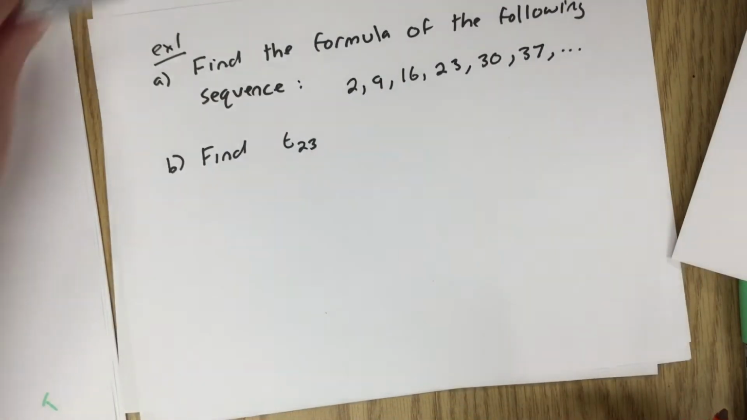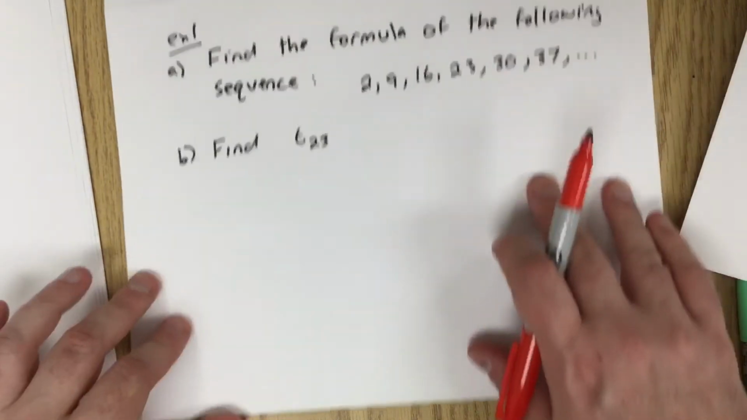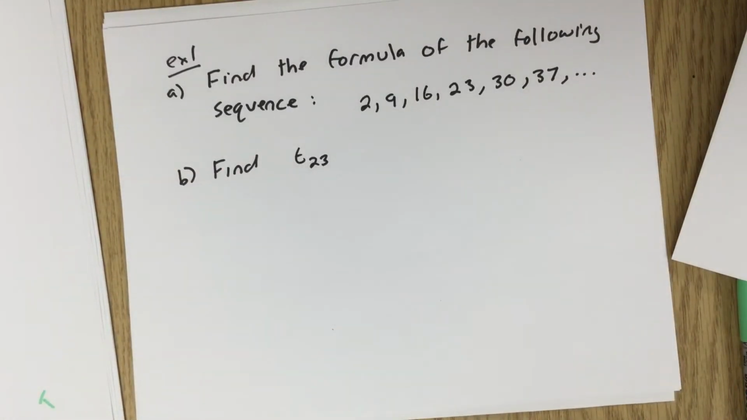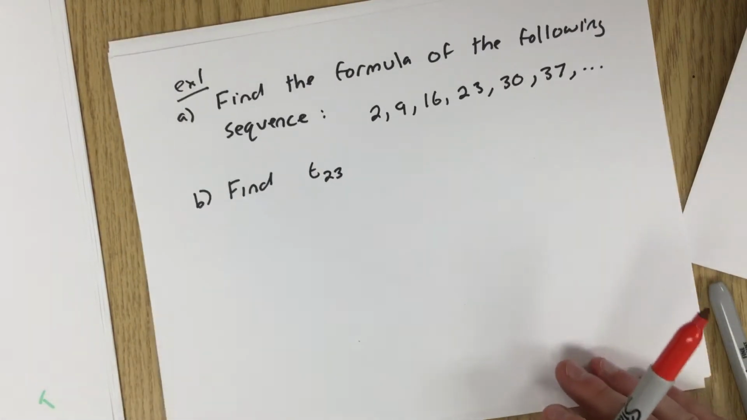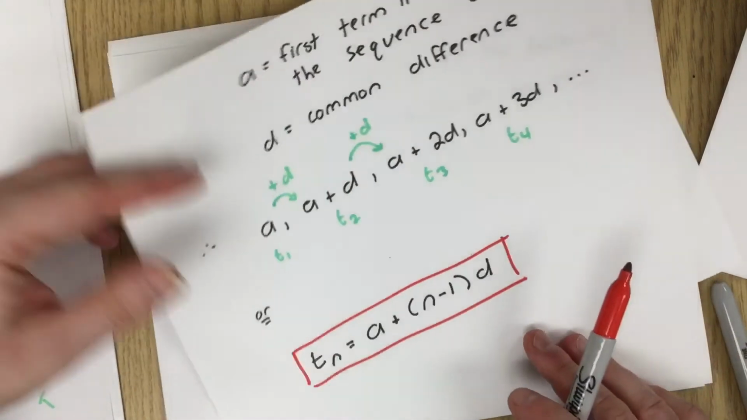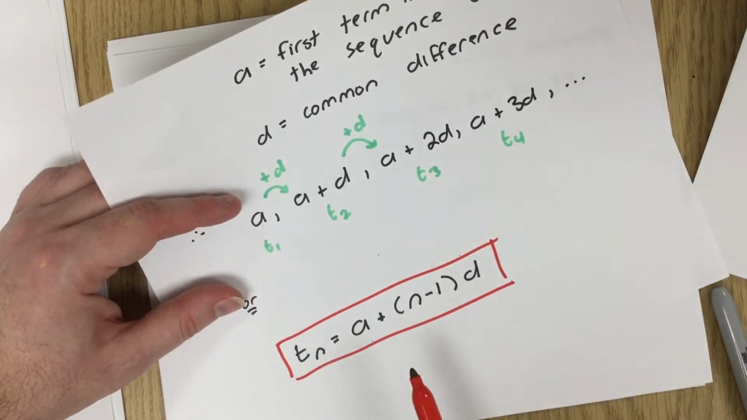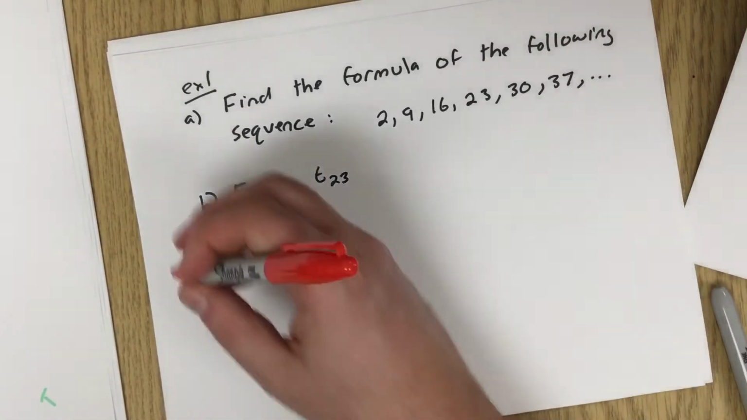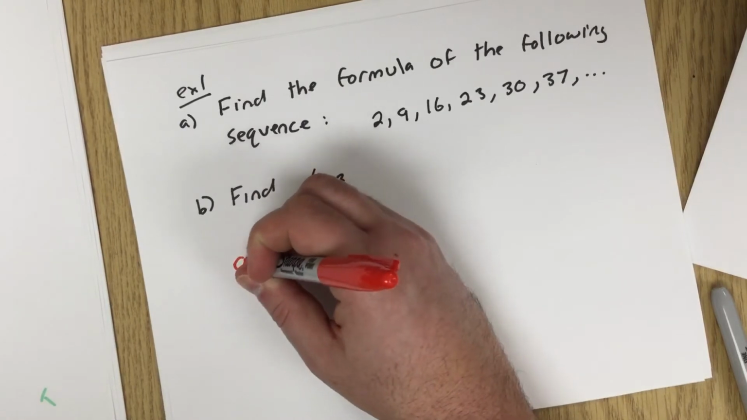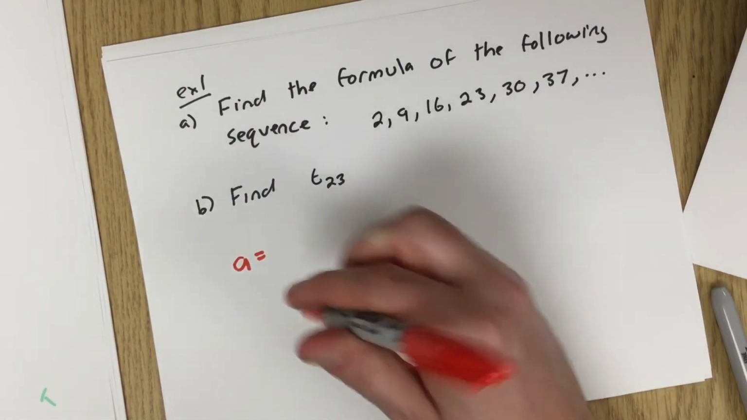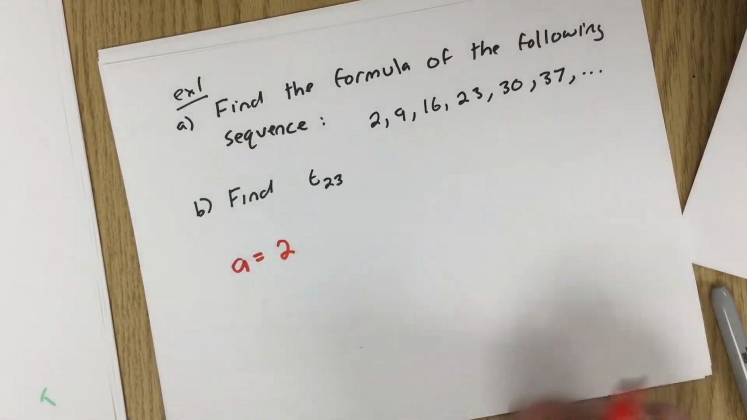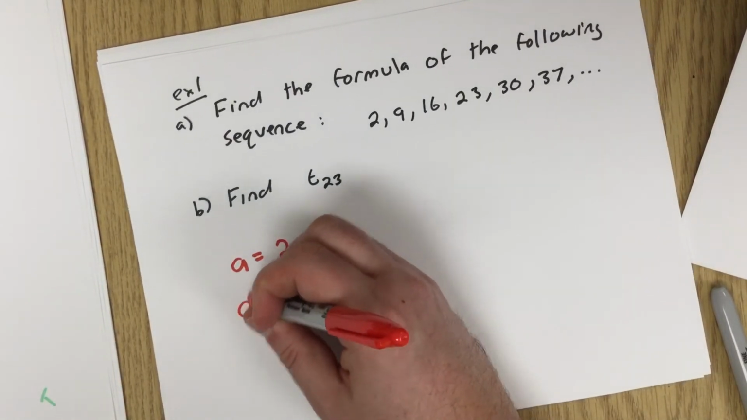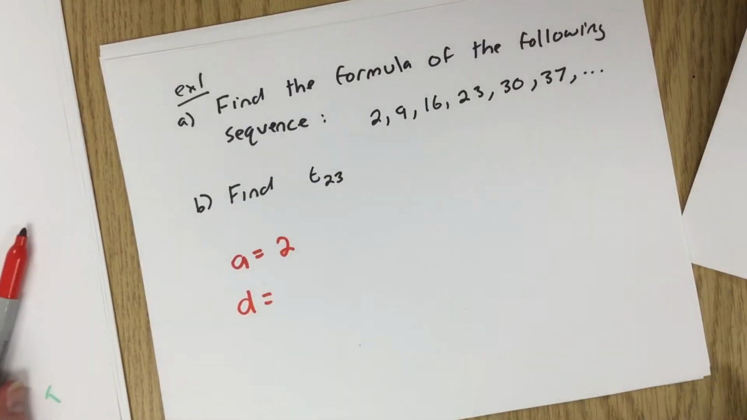Okay, so let's say here we want to find the formula of the following sequence. And then we're going to use that formula to actually figure something out. In order to figure that out, all we need is to figure out A and D. A is the first term of the sequence, and the first term of the sequence is 2. Nothing much to say about that. D, we have to figure out how much it's going up by.